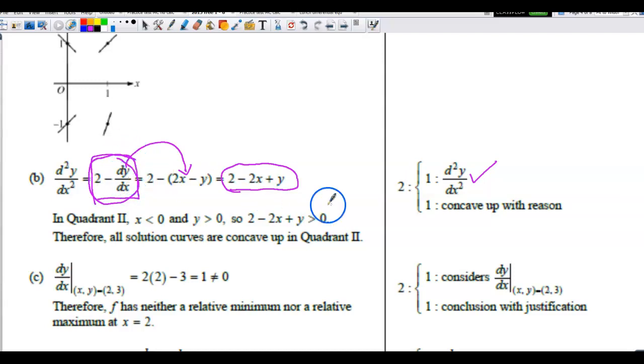Now the reason they're cleaning this up is because now they have to make a decision about concavity. So if we substitute a negative number in place of x, since x is negative, a negative times a negative is going to be a positive. Y is positive in the second quadrant, and 2 is positive, so we're outputting a positive all the time. Therefore, the solution curves in quadrant 2 are all concave up. So you have to be clear in your reasoning and your justification.